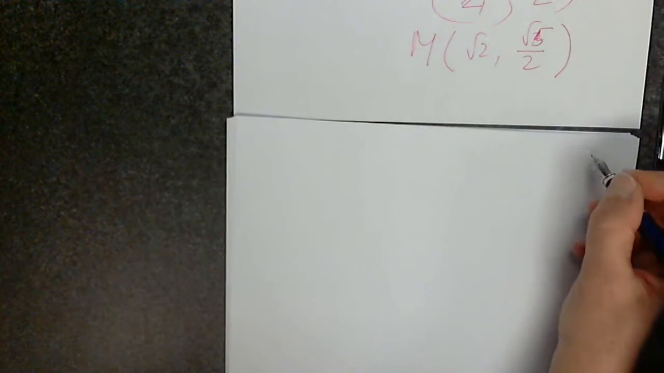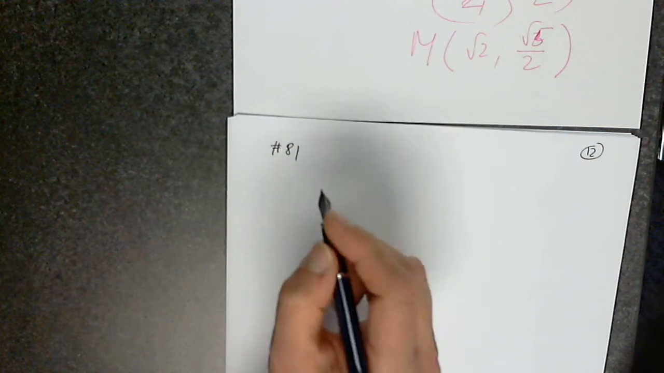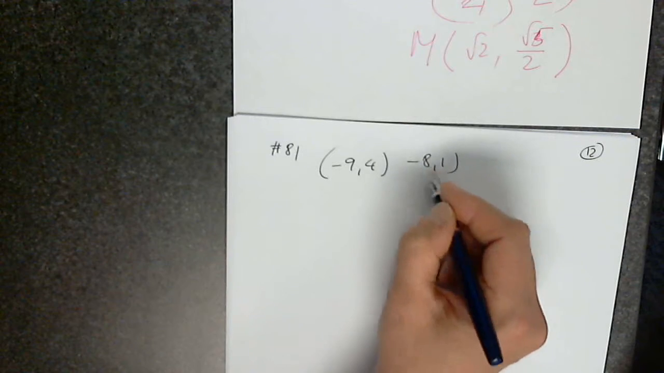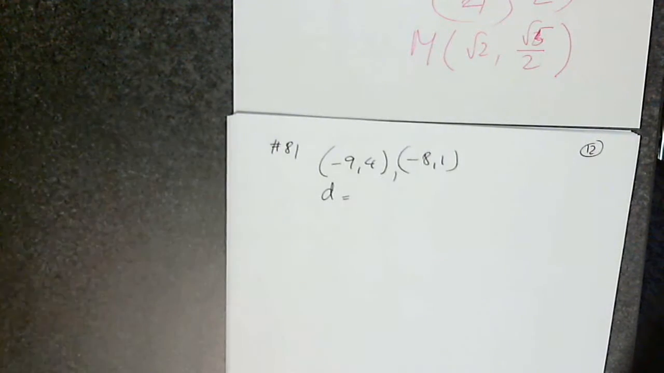Let's determine one more distance. So negative 9 comma 4 and negative 8 comma 1. So please find the distance. 2 minutes, 1 minute.